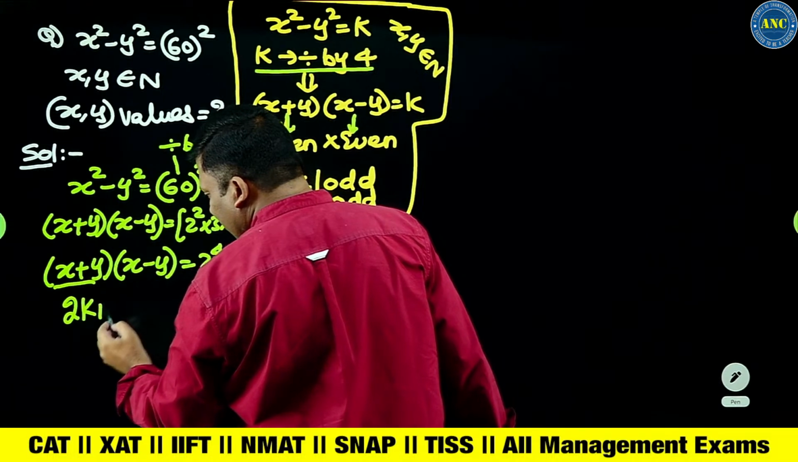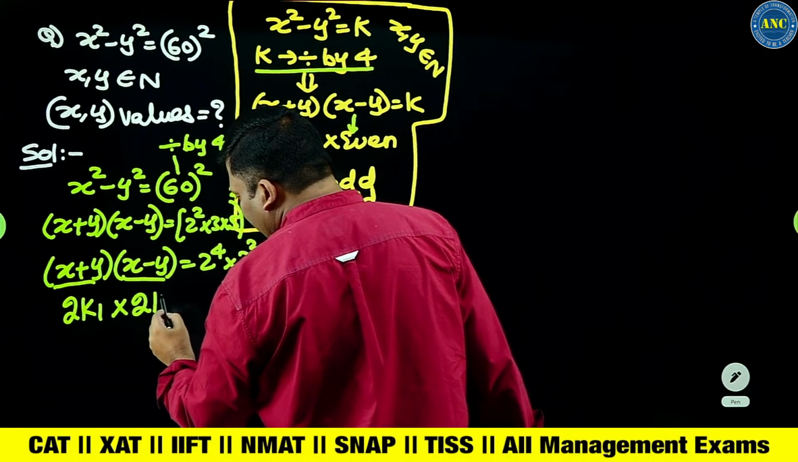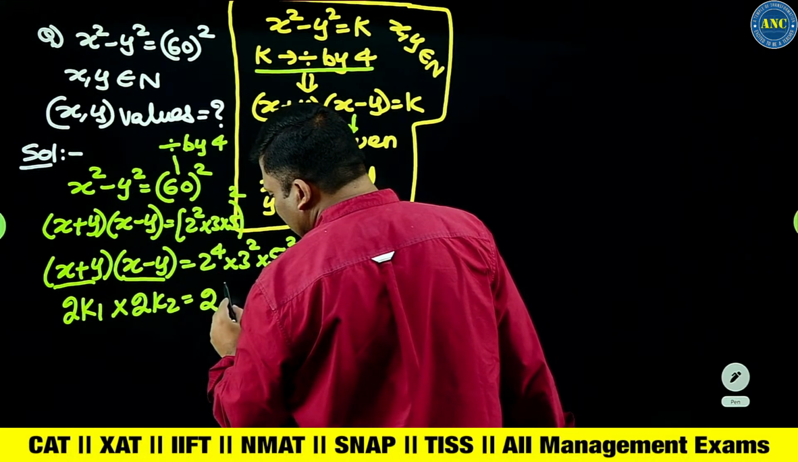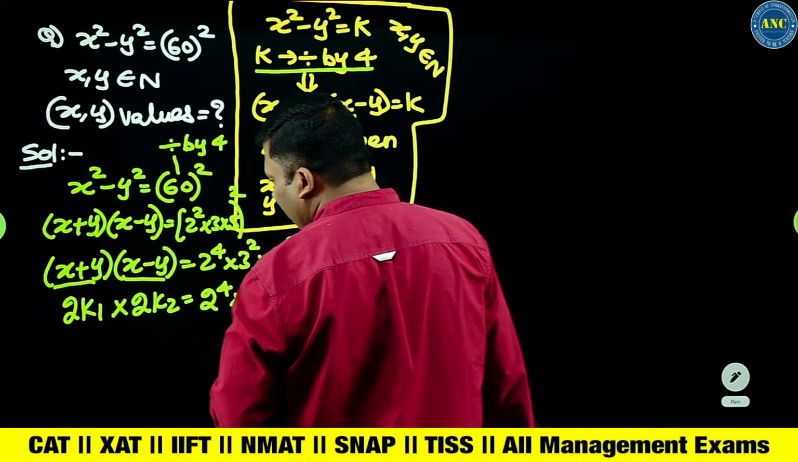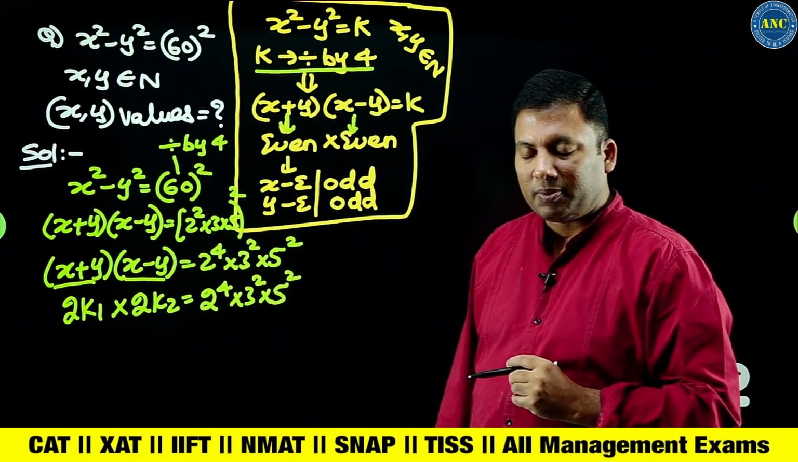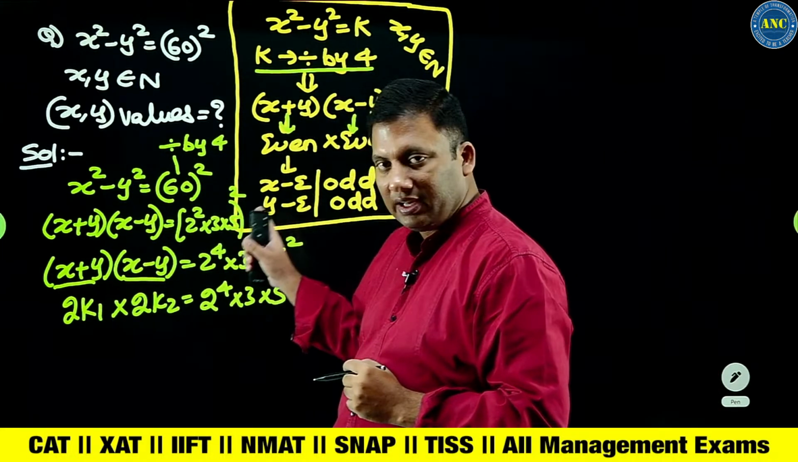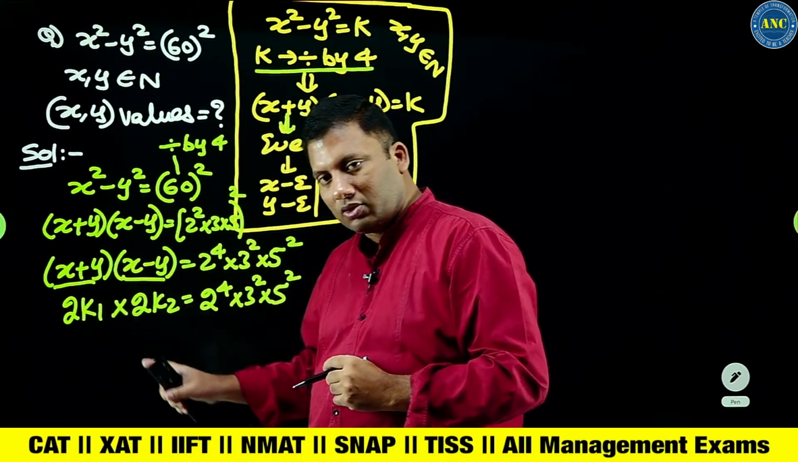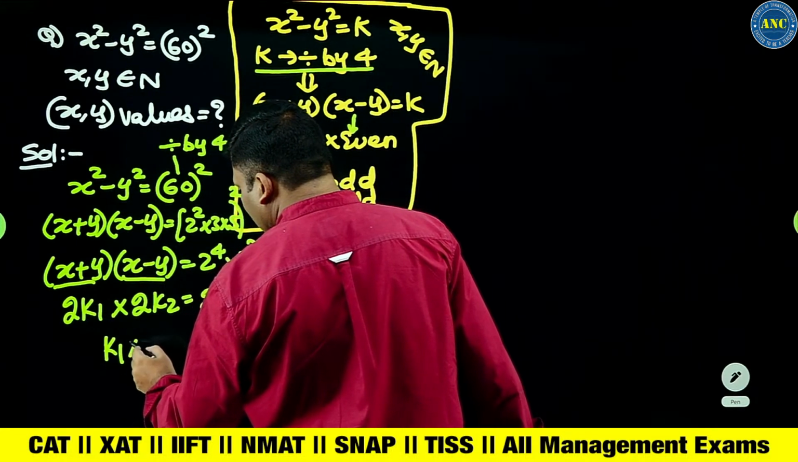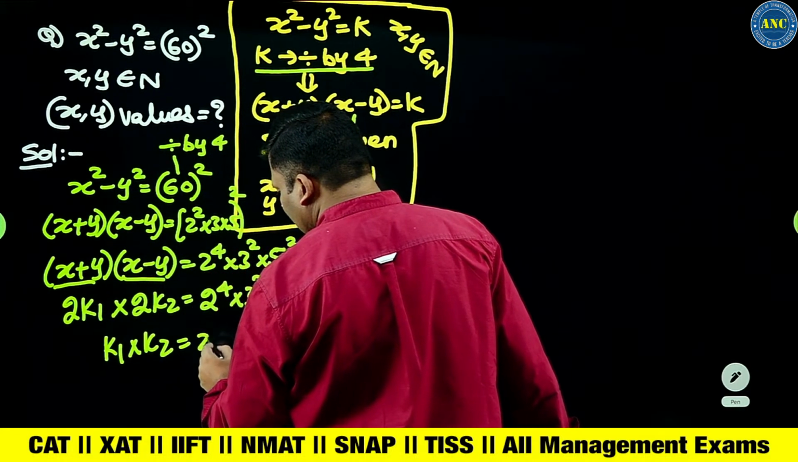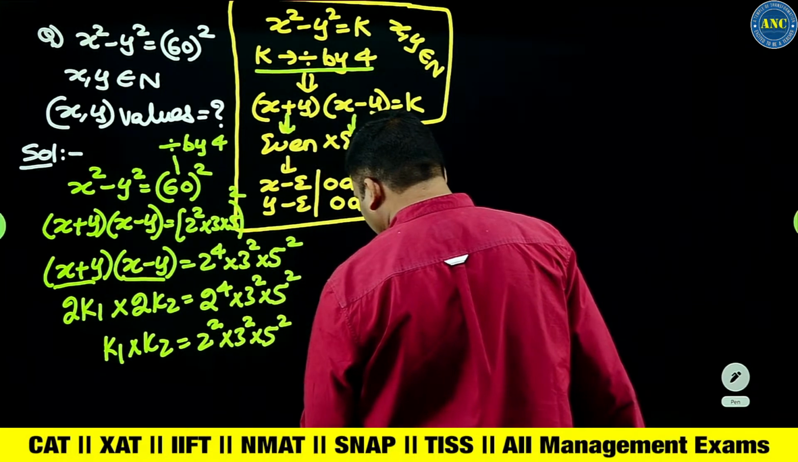Any even number is of the form 2k1. This should also be an even number, so it should be of the form 2k2. That is the additional step, sir. The right hand side is divisible by 4, so on the left hand side x plus y should be even and x minus y should be even. That is the reason x plus y is 2k1, x minus y is 2k2. So k1 into k2 is 2 square cancel, 2 square into 3 square into 5 square. Till here it is clear.